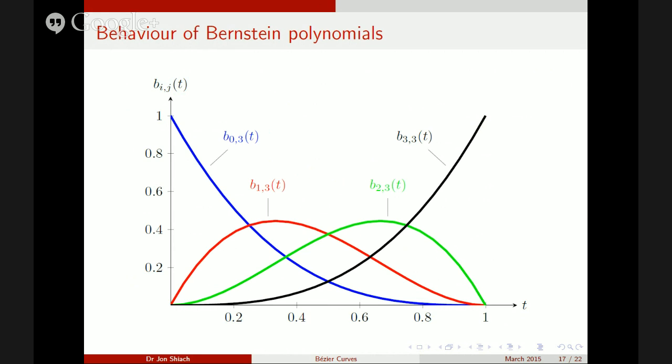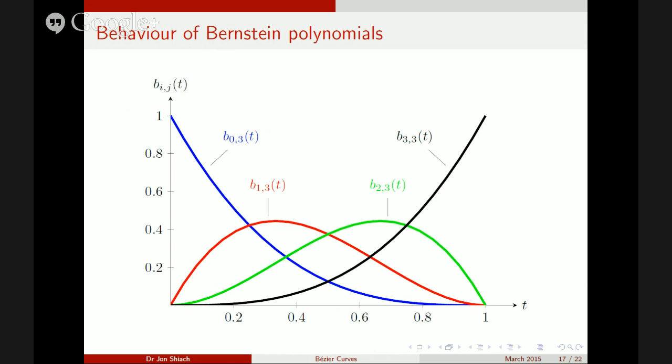I've also graphed it for a cubic. So in cubic, you have 4 control points. As you can see, when t is 0, it's only the first control point that has an effect. As t increases, the amount of effect that the first control point has decreases, and the others increase. And likewise, when t is close to 1, it's only the last control point that has an effect.